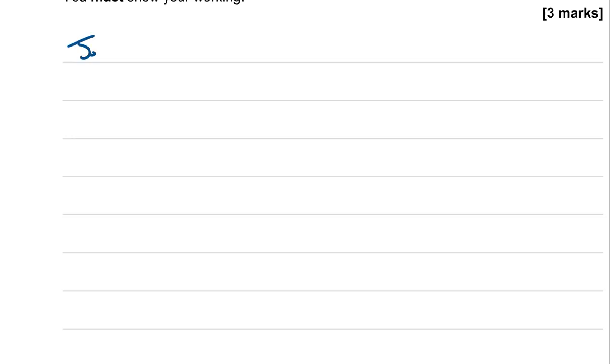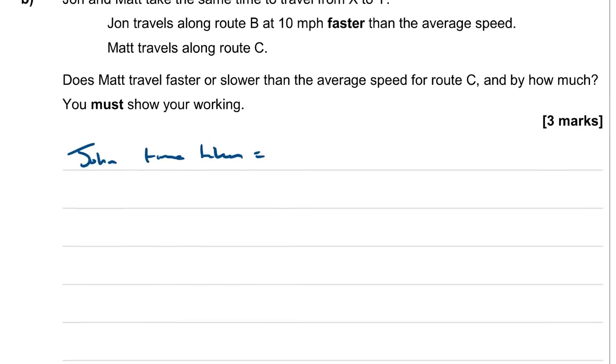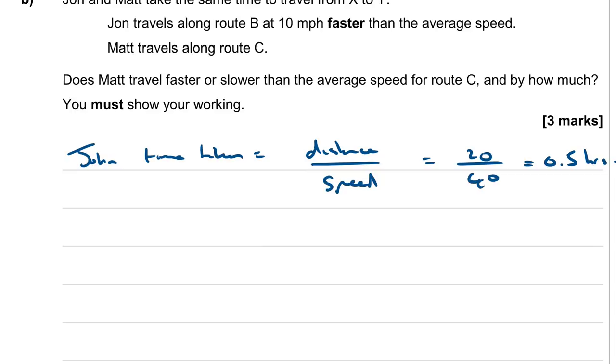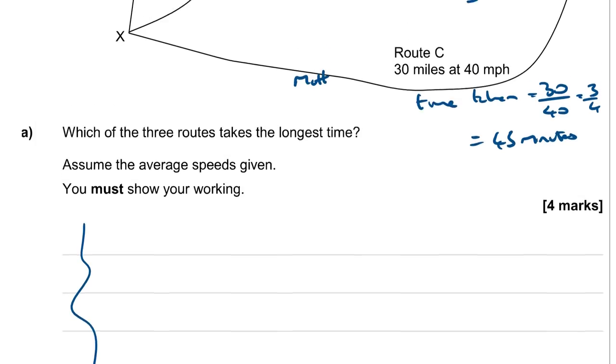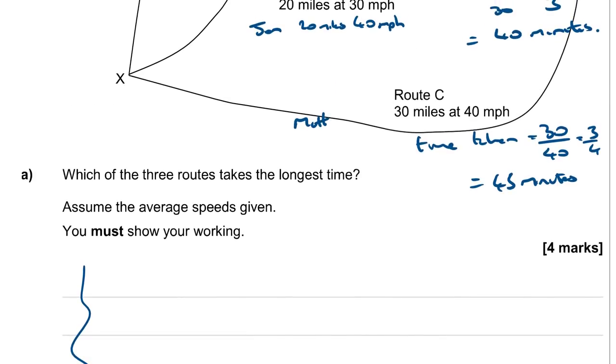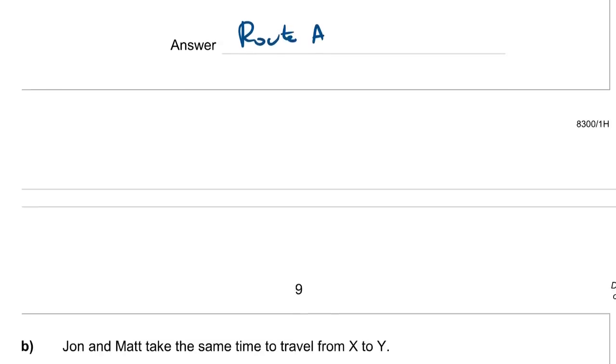So John's time taken is going to be distance again divided by speed, which in this case was 20 over 40, so it's going to take him 0.5 hours. Okay, so let's then work backwards, because we don't know how fast Matt is going, but we do know he's traveling for 30 miles.